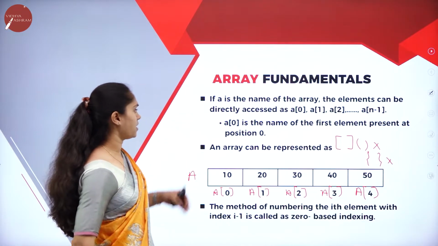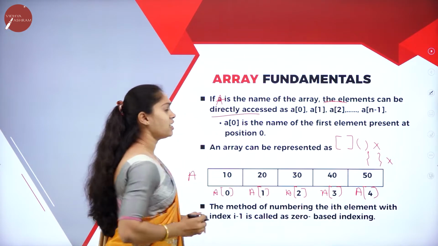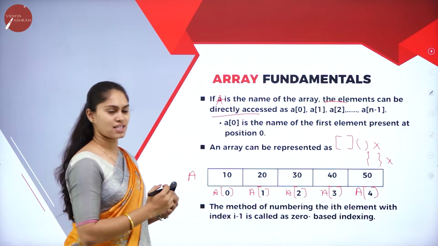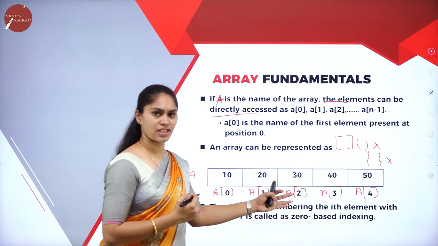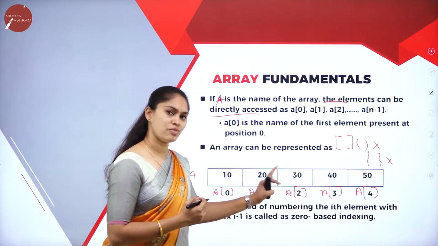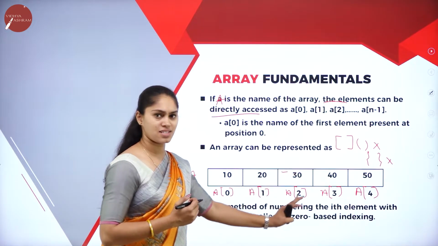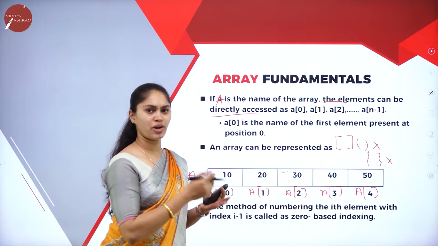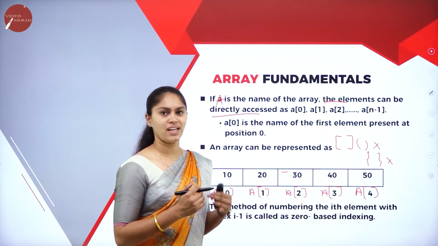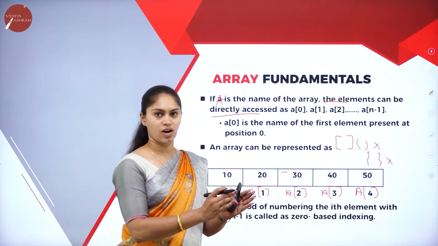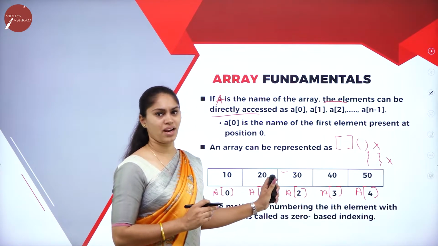Here A is the name of an array and the elements can be directly accessed. If I want to access the 30, how can I access it? I know the location of that 30, that is A of 2. With the help of that location, I can fetch or access the content which resides in the location. How can we reach anyone's house or home? By their address. If I know the address properly, then I can reach their house.